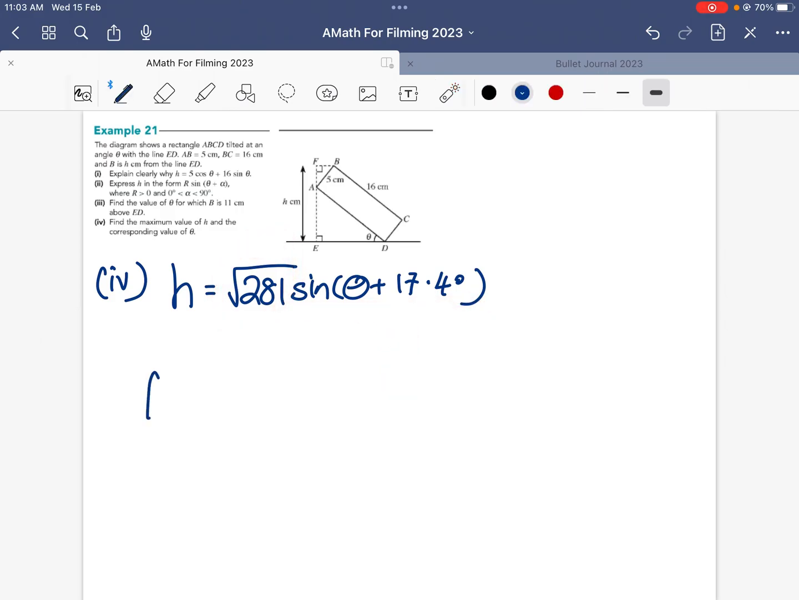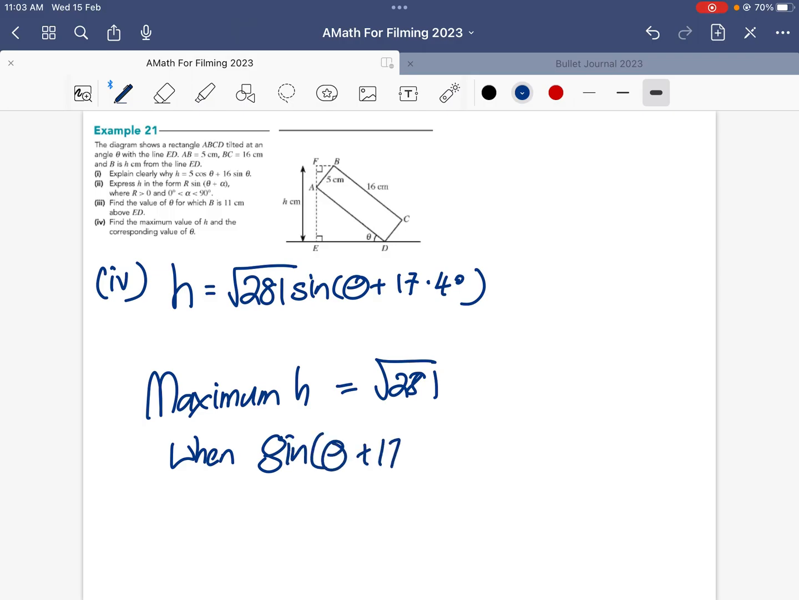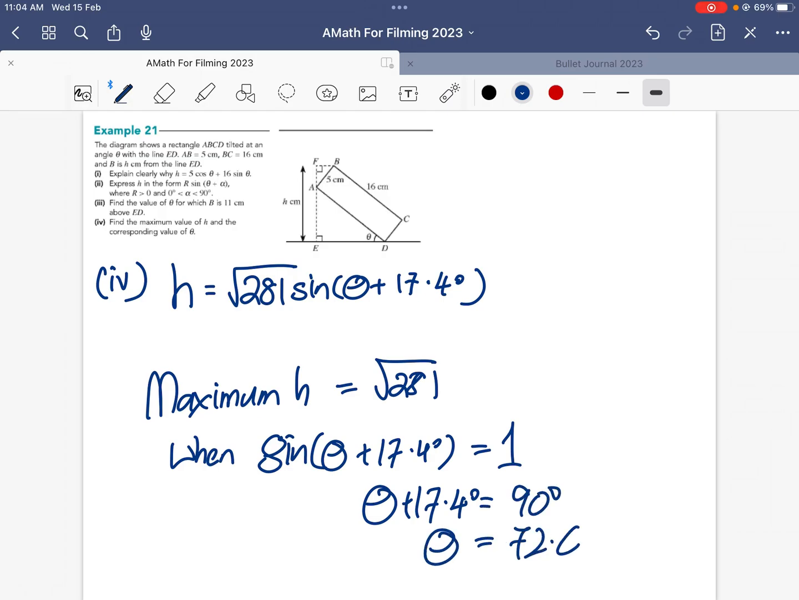So I will say that the max value, okay, maximum h is equals to square root of 281, okay, when sine of theta plus 17.4 degrees equals to 1. So if you solve this, you get theta plus 17.4 degrees equals to 90. And the theta value equals to 72.6 degrees.